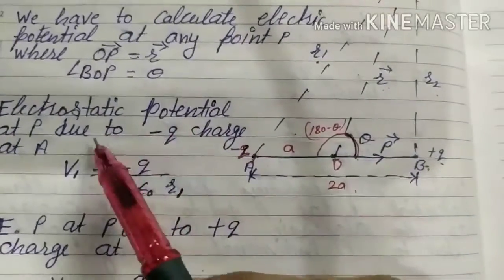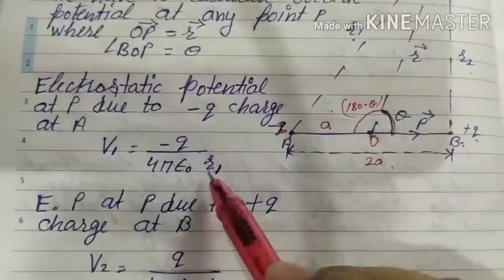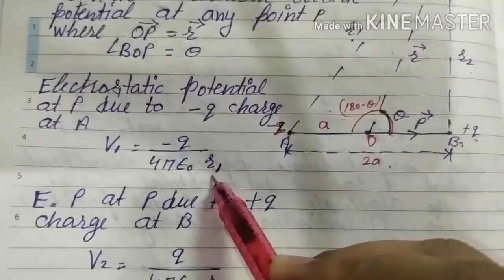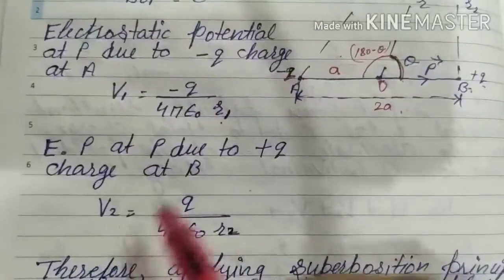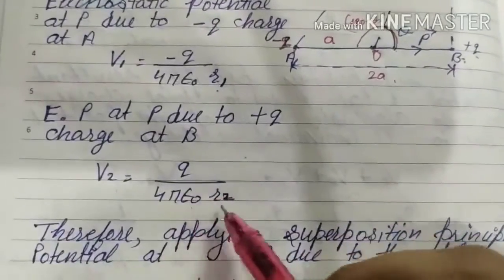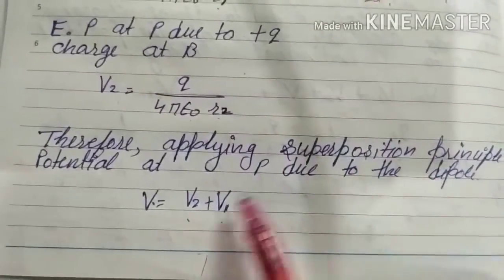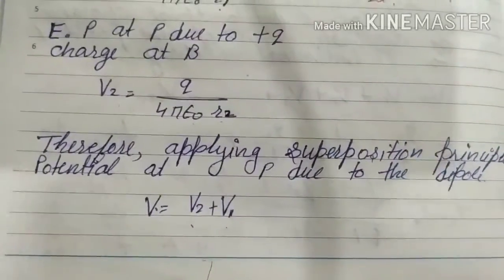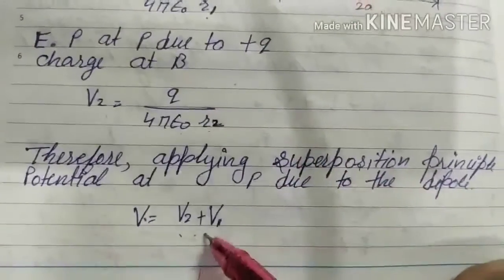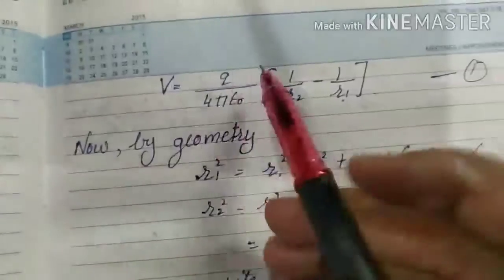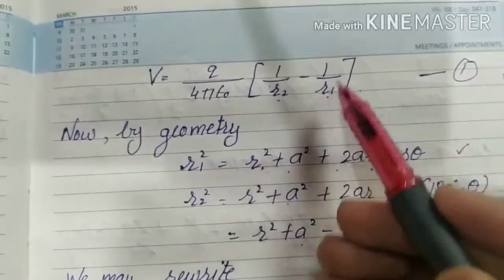Firstly, the electrostatic potential due to the negative charge is V1 equals minus Q by 4 pi epsilon R1. R1 is the distance, the position vector, and minus Q is the charge. Same way, V2 for the positive charge is Q by 4 pi epsilon R2. Now, applying the superposition principle, we simply add the electrostatic potentials V1 and V2. V is equal to V2 plus V1. Here Q by 4 pi epsilon naught is common, and we get 1 by R2 minus 1 by R1.